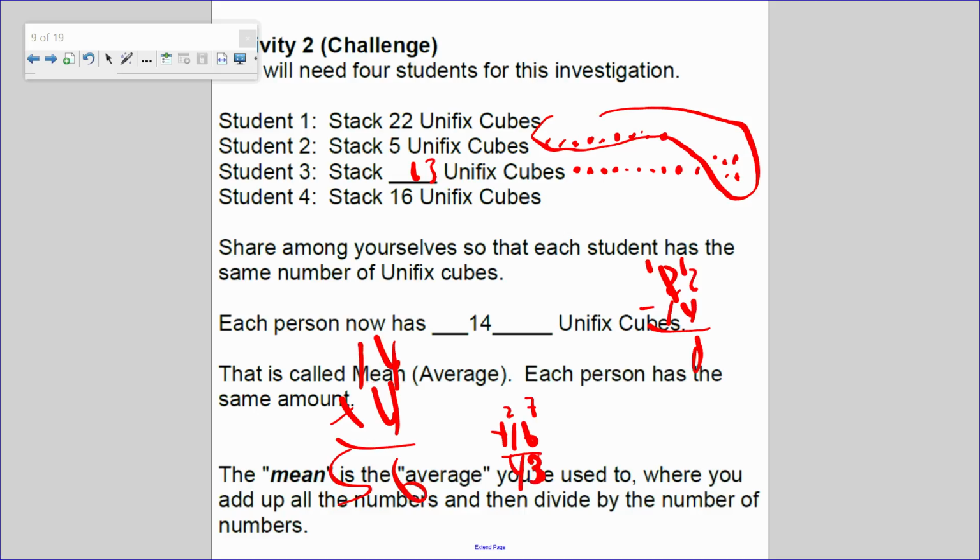So again, each person has 14. So this person has 14, 14, 14, 14. So they should have 56 in all. We are short by 13.